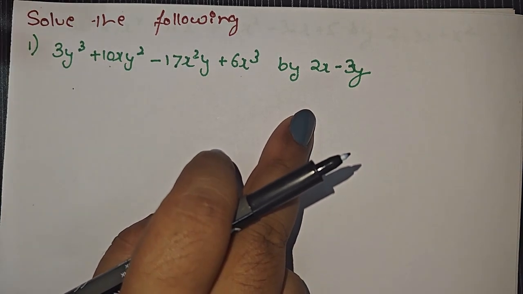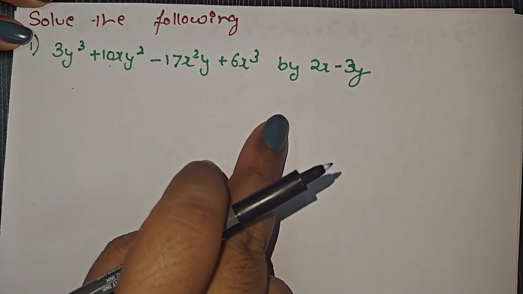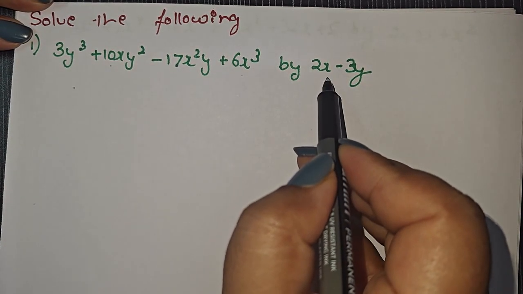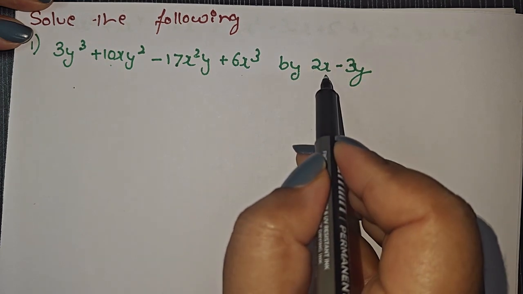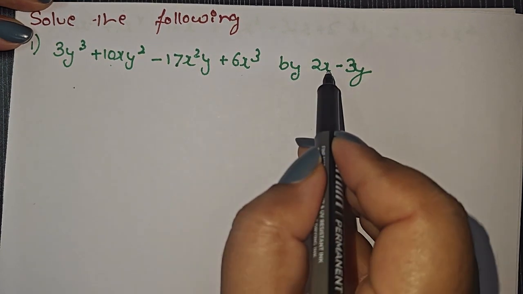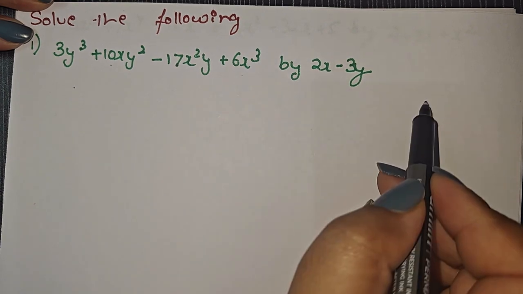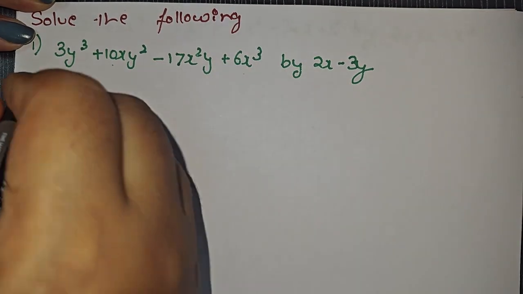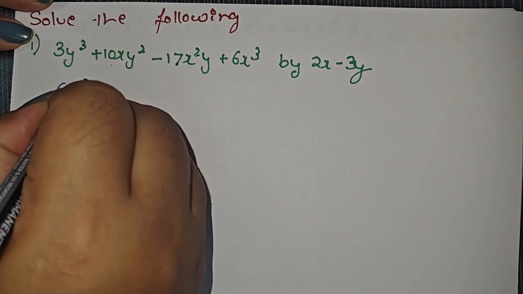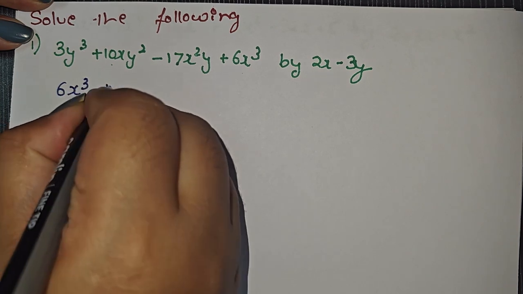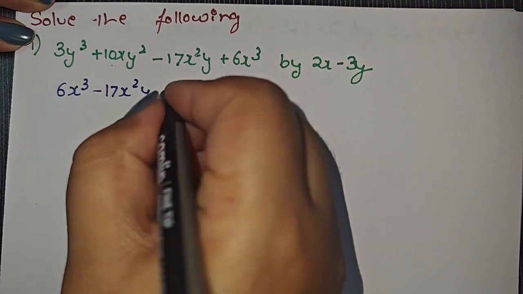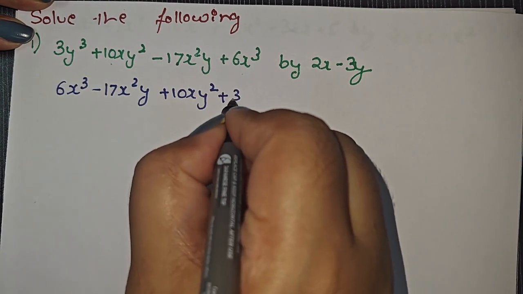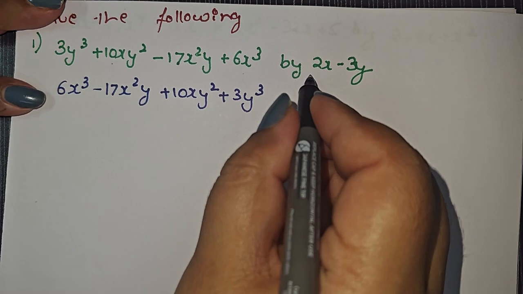Let's start solving. First of all, we have to arrange it in the descending order of the power. Whatever term is the first term, we will consider that as the highest power. So we have x, and we will arrange it in the descending order of x. First of all, let's arrange this one. So we have 6x to the power 3, then minus 17x square y plus 10xy square, and this one will be plus 3. Okay, so we have arranged it.